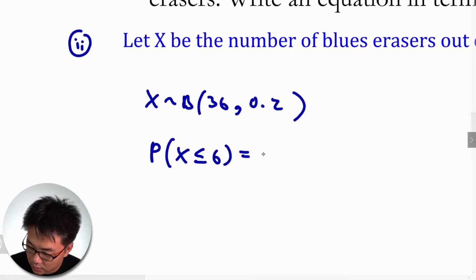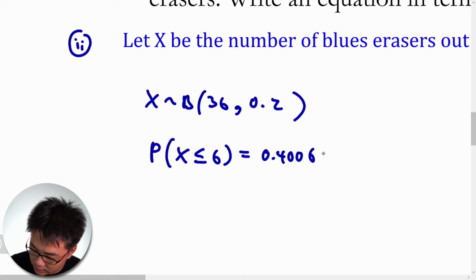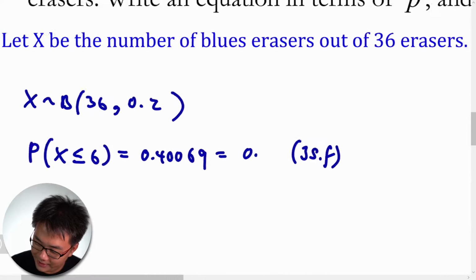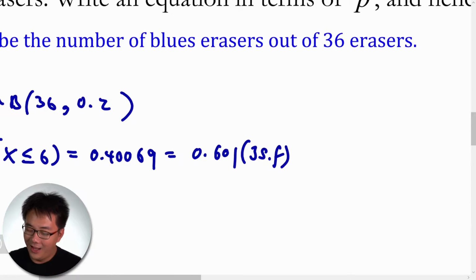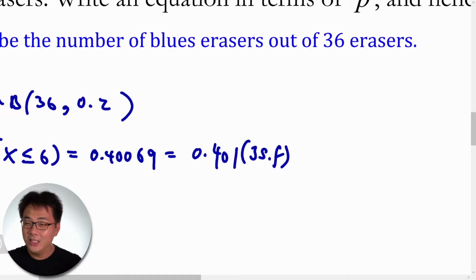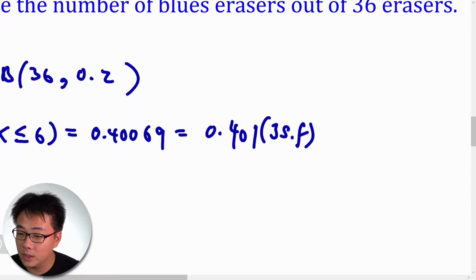So this is 0.40069, which is 0.401 to 3 SF. Oh, okay, 0.401. Sorry. There you go.